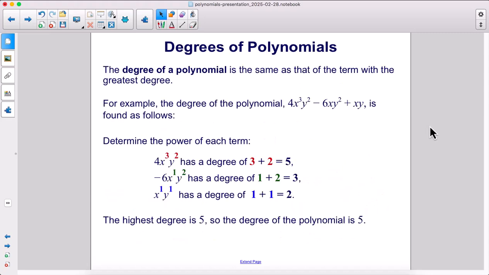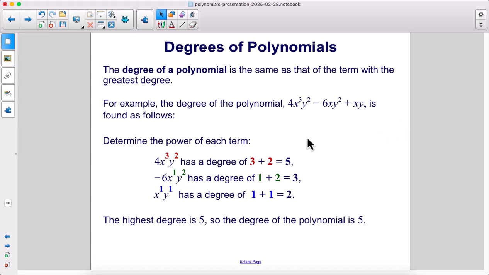The degree of a polynomial is the same as that of the term with the greatest degree. For example, the degree of the polynomial 4x cubed y squared minus 6xy squared plus xy is found as follows.